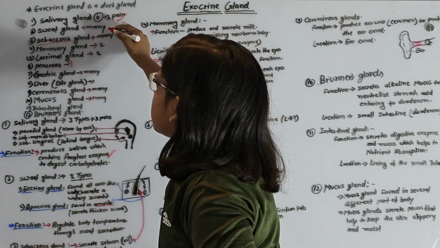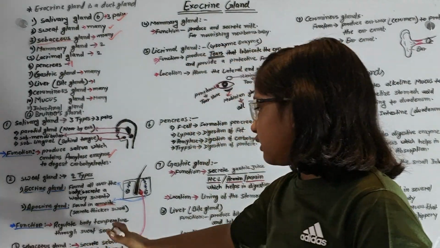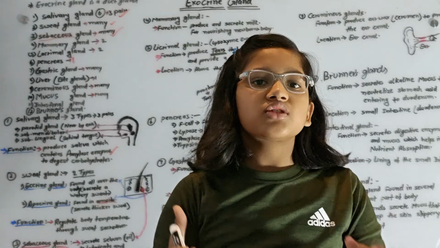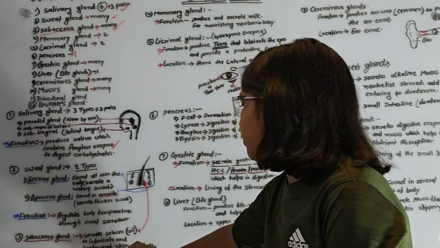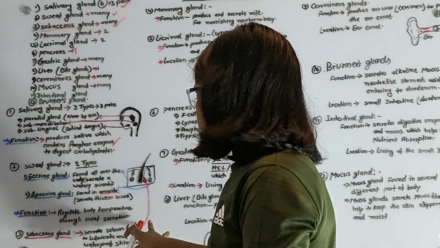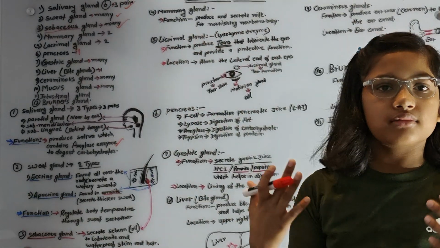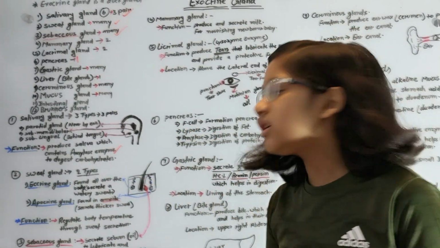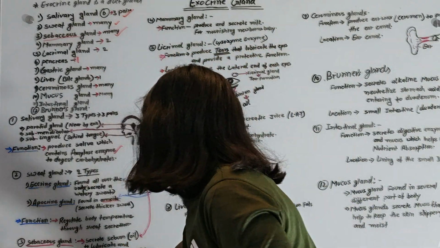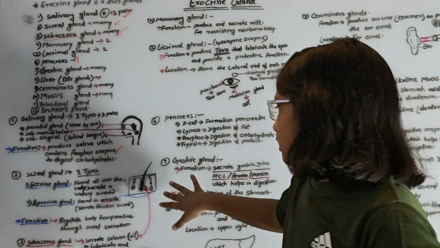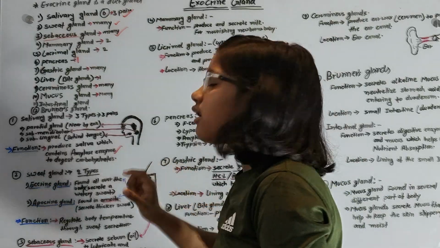Now we have done sweat gland. Now we will do sebaceous gland. Sebaceous glands are many. They secrete sebum. Sebum means oil. It secretes sebum to lubricate and waterproof skin and hair, making the skin and hair soft and waterproof. Now location. Attached to the hair follicles in the skin. Here you can see it is attached to the hair in the hair follicles.